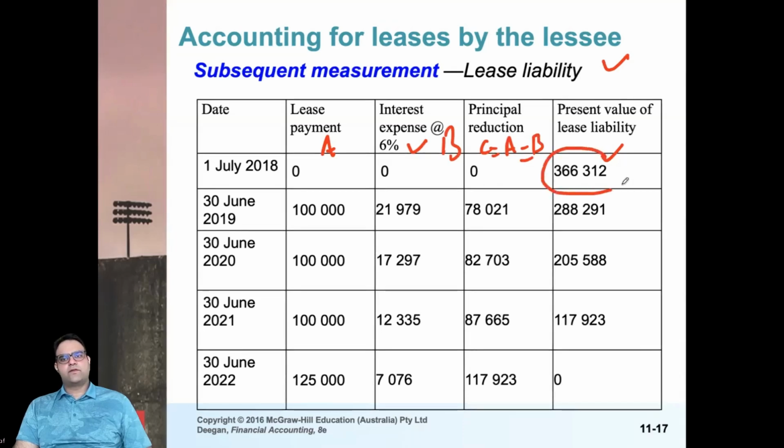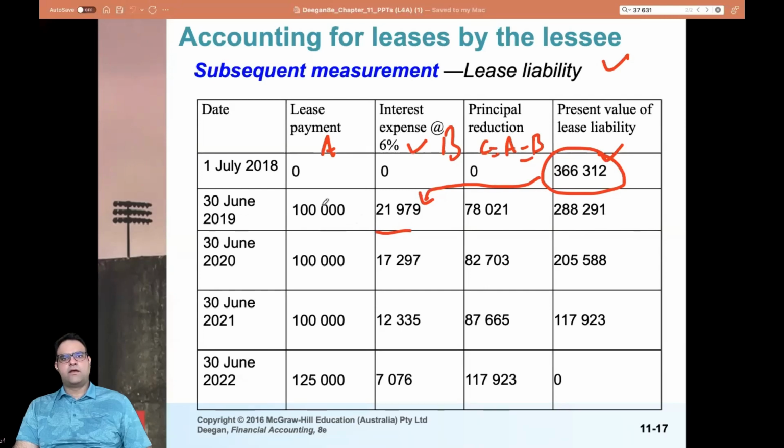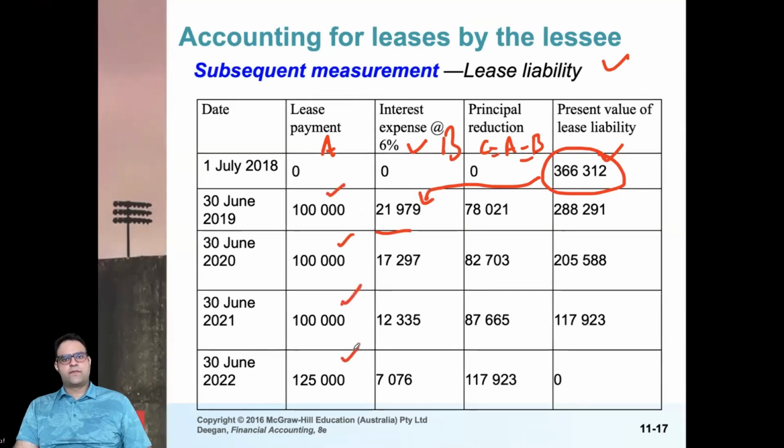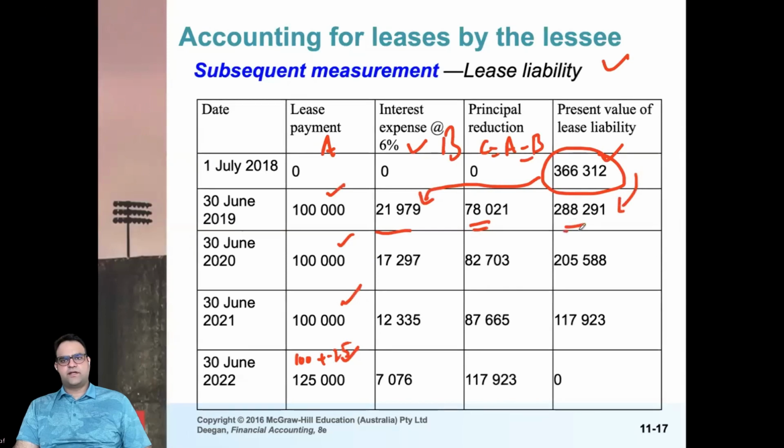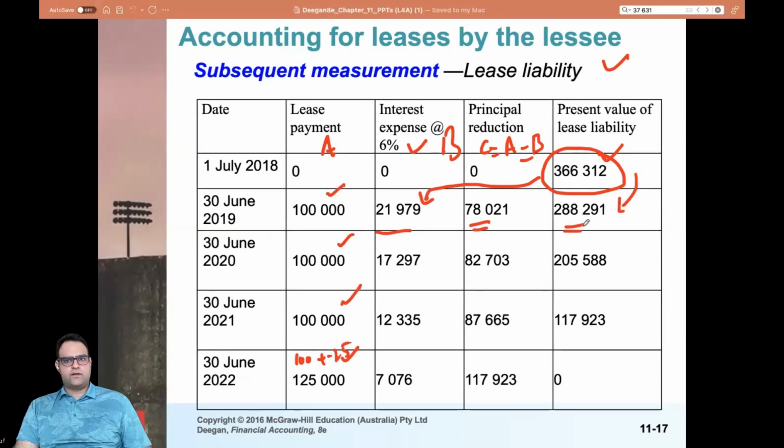So we calculate the present value of the liability of the asset. Now we know every year he's charging us 6% as interest. So we are applying 6% on that, and we are getting an amount of 21,970. Every year we are paying 100,000, apart from the last year, because the last year is 100,000 plus 25,000 extra for the purchase back of that asset. So here 21,000 is the interest amount, and the remaining is the principal amount, that is 78,000. So there is a reduction in the liability, and after the reduction, it will remain 288,291.